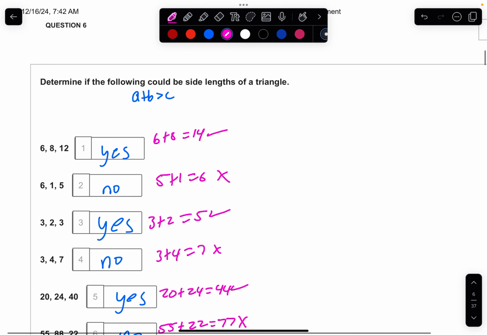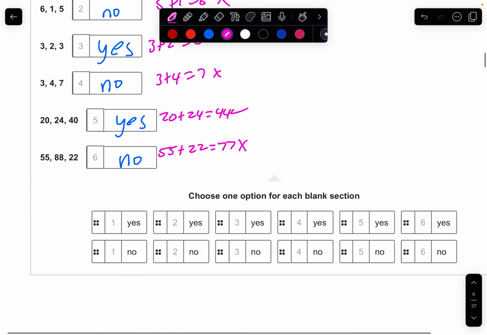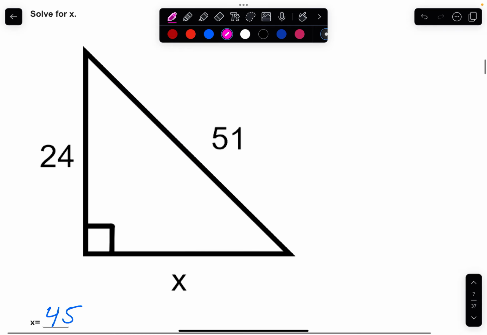We're going to get to it later, but is this even a triangle? Later we're going to figure out, if it is a triangle, is it right, acute, or obtuse? So that's a different process. We'll get to that in a minute.